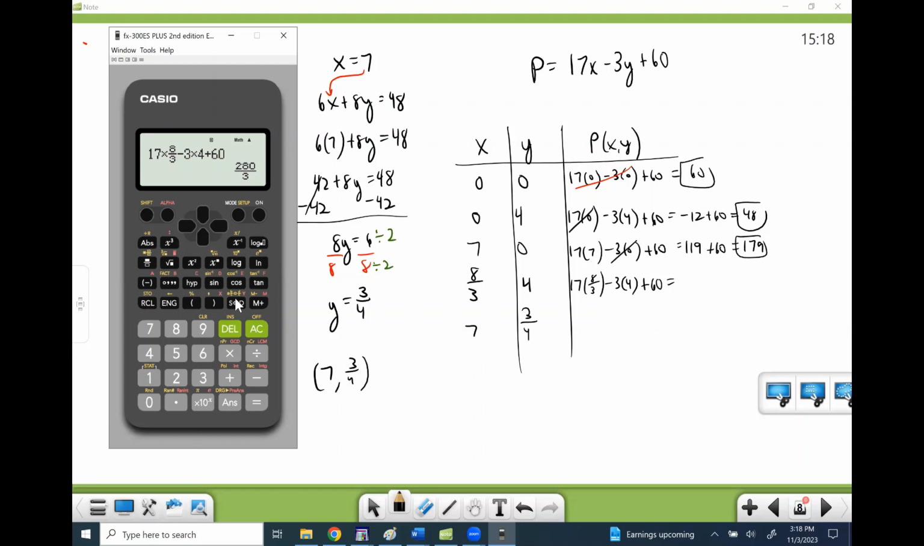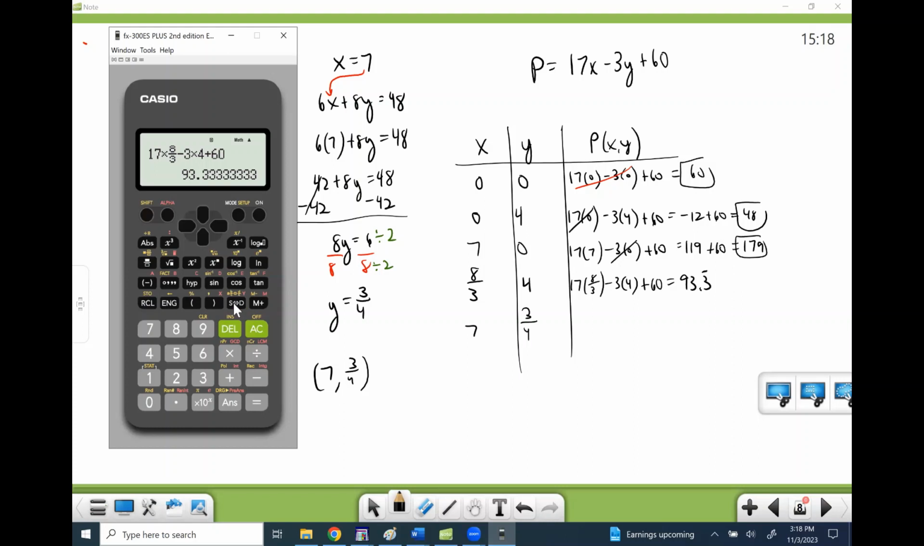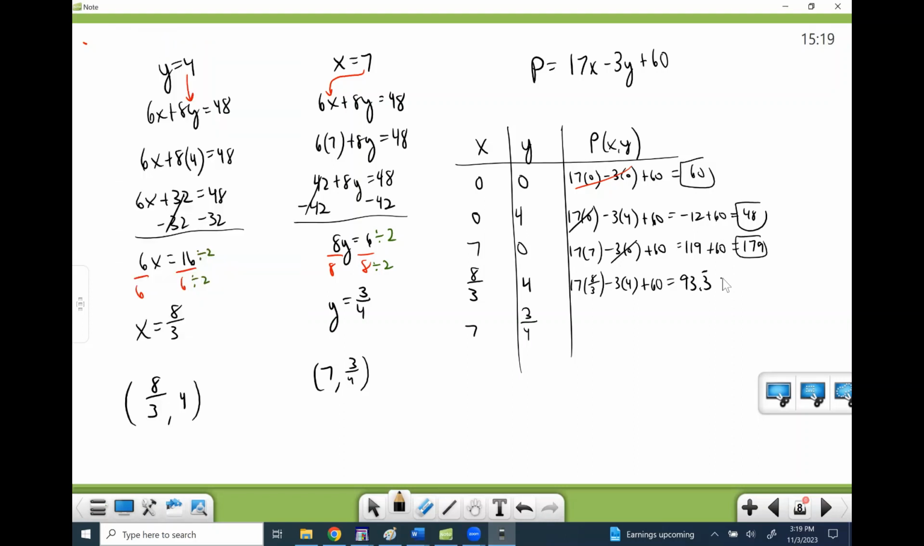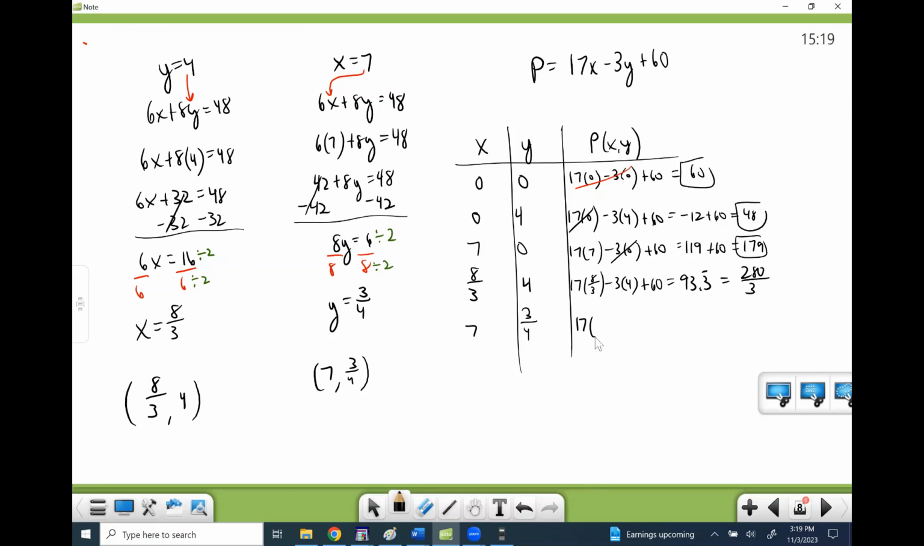So that is going to be pretty ugly, 93.3 with a bar, or let me put both. We have to have this so we know how big it is. But when we type that into something like MyMathLab, we will want that to be 280 over 3. That's the most exact way of writing it. Let me just check that I typed it in right, because I tend to type things in incorrectly. That looks good. And we're going to do 17 times 7 minus 3 times 3/4 plus 60.